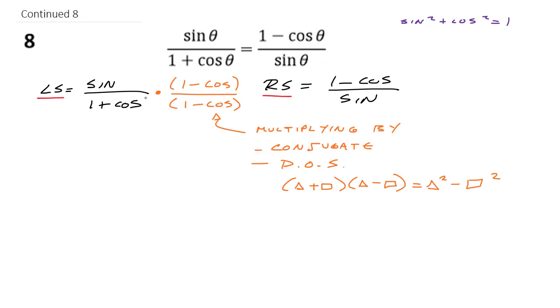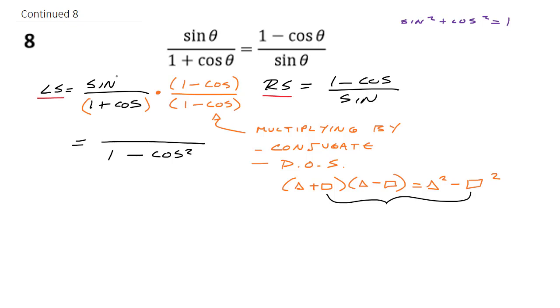So over here, I can rewrite my denominator now, because 1 times 1 is going to be 1, 1 times negative cos and 1 times positive cos are going to cancel out, and cos times cos is cos squared. So my denominator is 1 squared, which is 1, minus cos squared, right? That's using the shortcut for difference of squares.